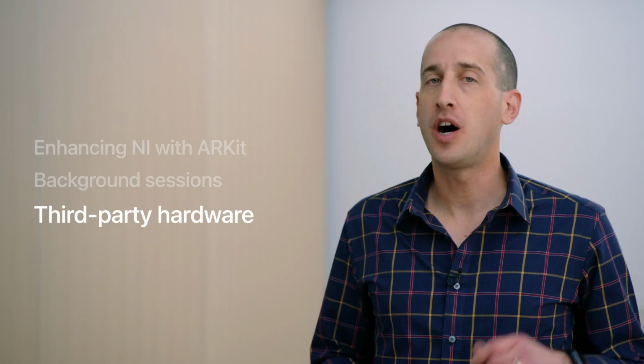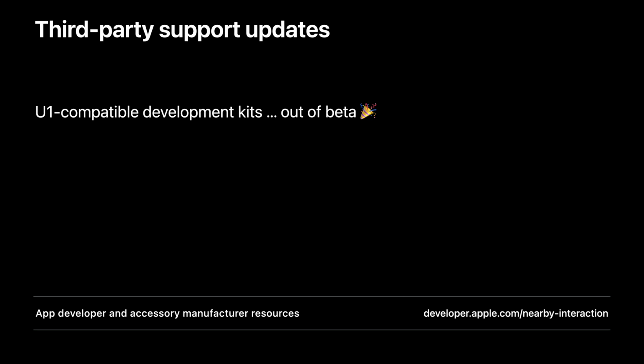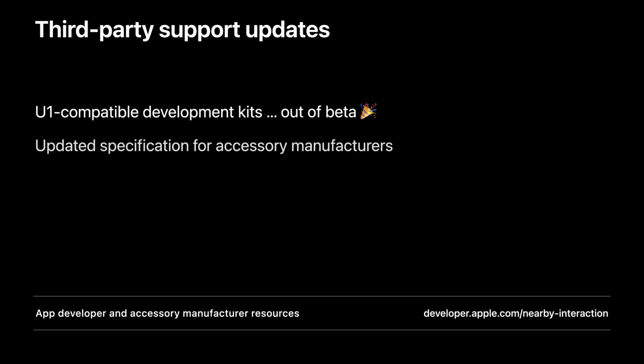That's all you need to know on background sessions, and leads me to the last topic on third-party hardware support. Today, I'm happy to announce that the previously available beta U1 compatible development kits are now out of beta and available for wider use. Please visit developer.apple.com/nearbyinteraction to find out more about compatible ultra-wideband development kits. We've also updated the specification for accessory manufacturers to support the new accessory background sessions, including the Nearby Interaction GATT service, and it is available on the same website.